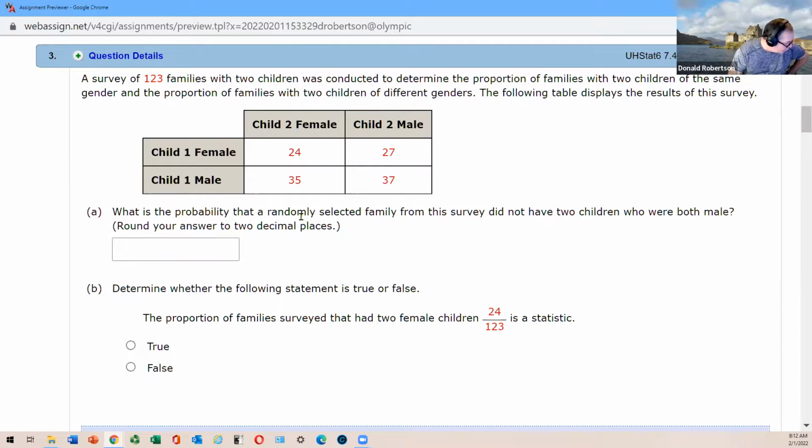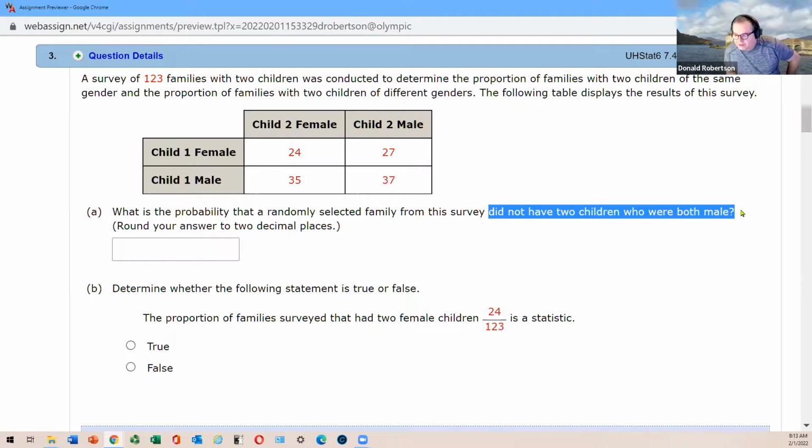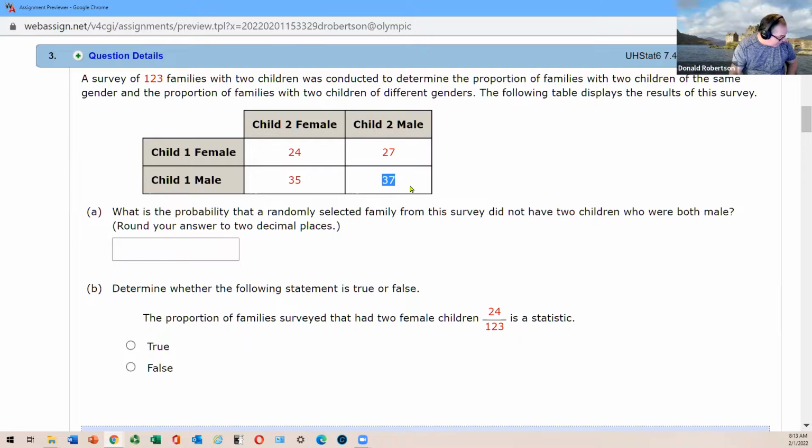From this table, what is the probability that you randomly select one member of the family, and let's read this carefully, did not have two children who were both male? God, that's like double negatives, isn't it? Right, so they did not have two children who were both male. Okay, so if you find out the ones that were both male, it's that one, agreed? But aren't they talking about, in a very weird way of saying it, the other three numbers? Does that make sense? It's not that, right? It's not the 37, it's the other.